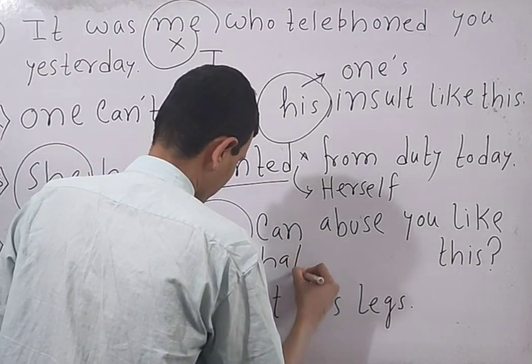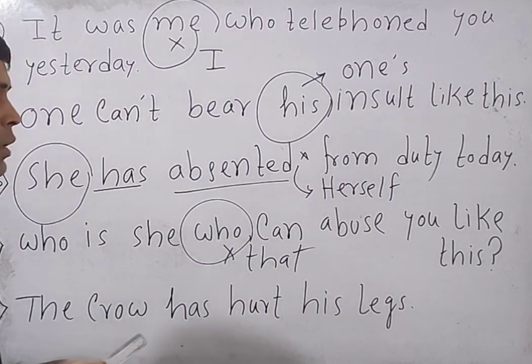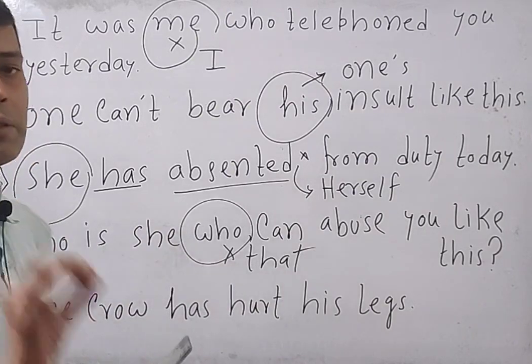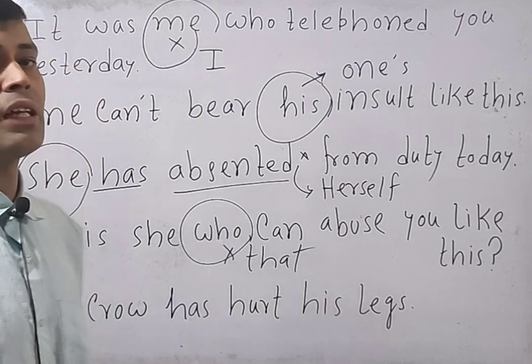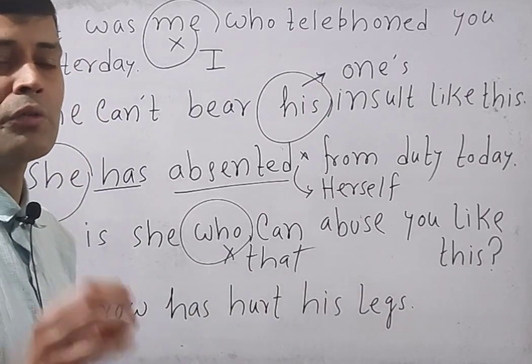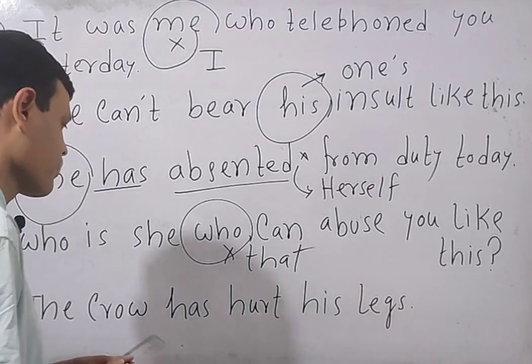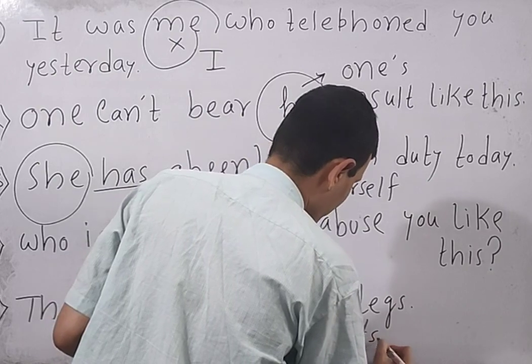Okay. Now go next. The crow has hurt its leg. In case of an animal, if the gender is not identified, it is better to recognize it with the pronoun it. So here the gender is not identified, therefore we need to write it or its instead of his. So this is the mistake. All are pronoun-oriented mistakes.